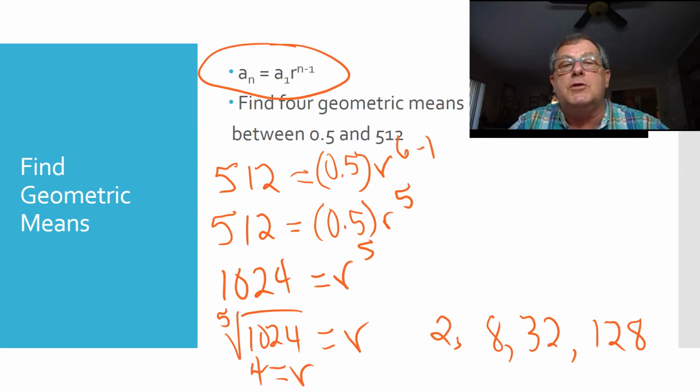I first had to use my nth term formula to solve for the common ratio r. I had to do something nasty like take a fifth root of a large number. But hey, it's pretty good.